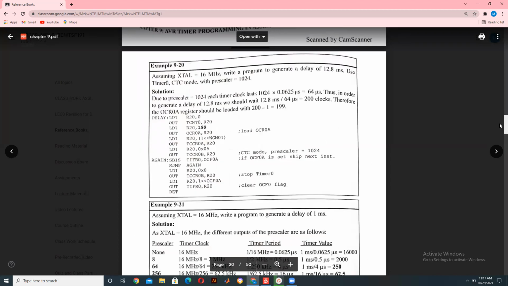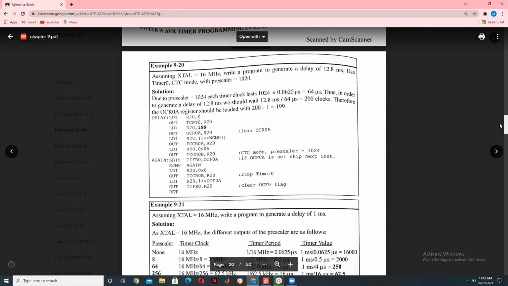Then we have a program to generate a delay of 12.8 milliseconds using timer 0 with the prescaler of 1024. Then 1024 multiplied by 0.0625 at 16 megahertz gives 64 microseconds. In order to generate the delay of 12.8 milliseconds, we divide 12.8 milliseconds by 64 microseconds, which is equal to 200 clocks. Therefore, the OCR0A register should be loaded with 200 minus 1, that is 199.